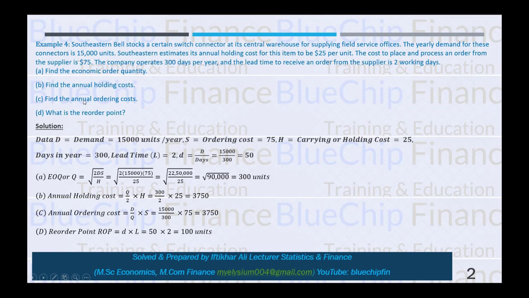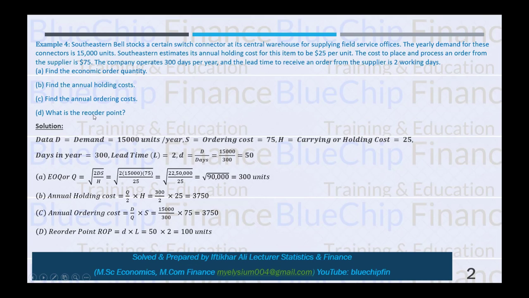And third, annual ordering cost. Ordering cost is always equal to D divided by Q multiplied by S. So your demand is 15,000 units divided by Q. Q is your economic order quantity, 300, multiplied by ordering cost, that is 75. So it is also 3750.